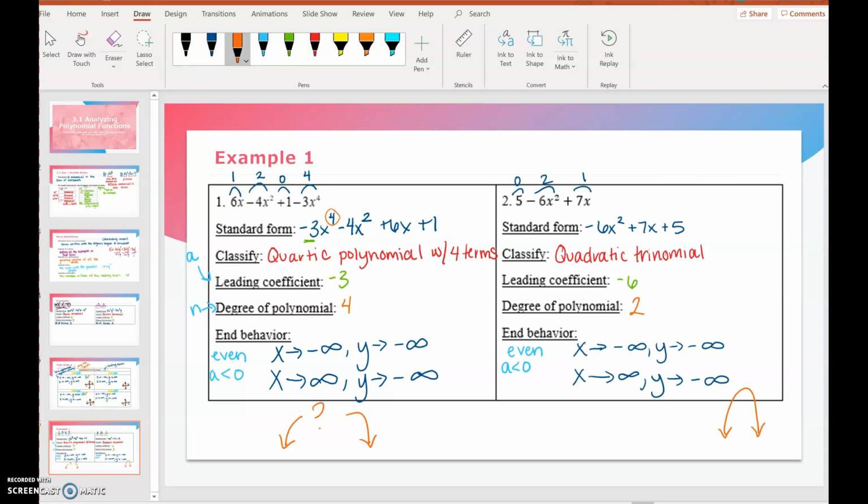All right, so here are our answers. So we have a 0, 2, and a 1 for our degrees. So 2, then 1, then 0 for standard form. The second degree makes it a quadratic, and there are 3 terms, so it's a trinomial, so it's a quadratic trinomial. The leading coefficient is -6. The degree is 2, which is even, and a is less than 0. So again, we have the same as what we wrote over here. Both arrows are going to be down.